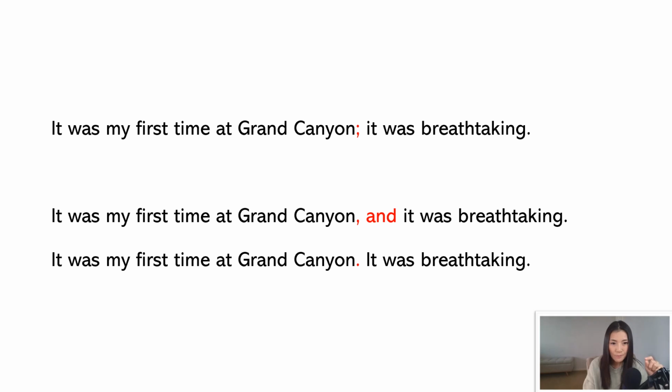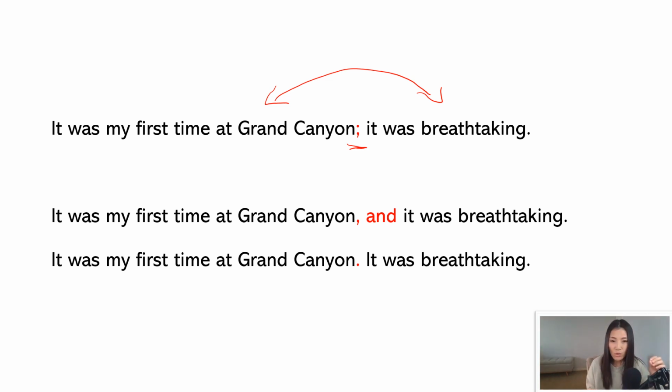For example, I would use a semicolon in a sentence like this. "It was my first time at Grand Canyon; it was breathtaking." Here, I use a semicolon because I feel that these two independent clauses are very close in idea. It was my first time at Grand Canyon. It was breathtaking.